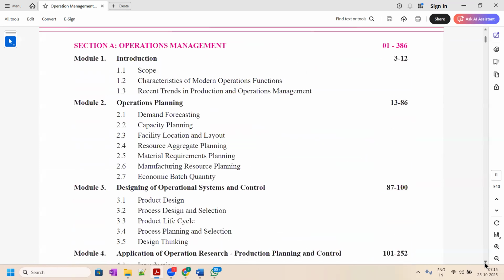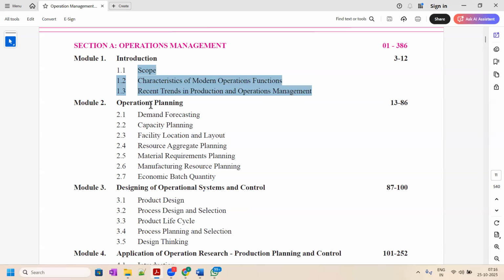So in the introduction to operation management, the first topic which we are going to discuss is the scope of operation management. After that, we'll discuss the features of modern operation functions, and then we'll discuss recent trends in production and operation management. So the first module has three topics: scope, characteristics of modern operation functions, and third, recent trends. All three are very small topics, and you can definitely expect theory questions only, and this is very basic content. Okay, and 3 to 4 marks you can expect from this.